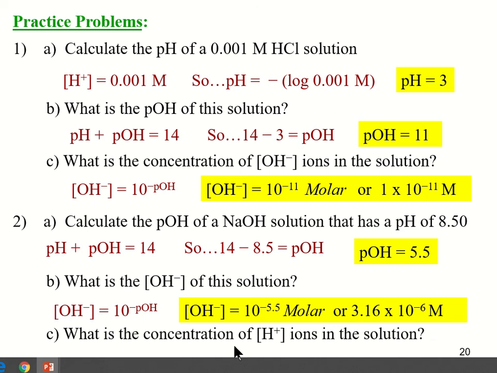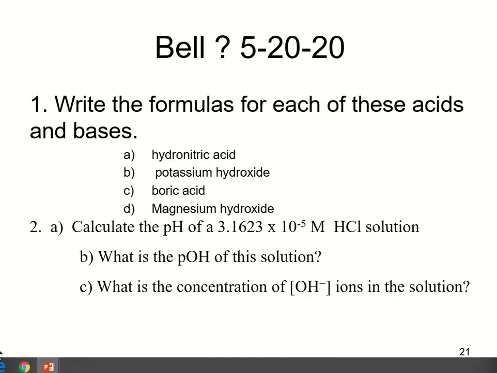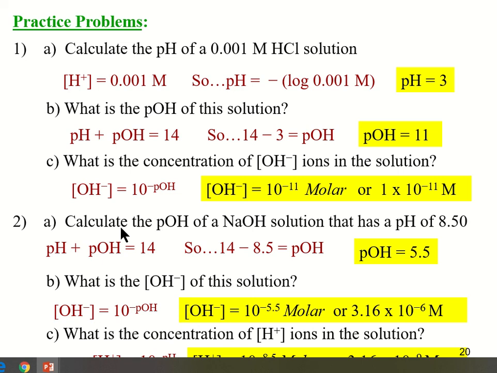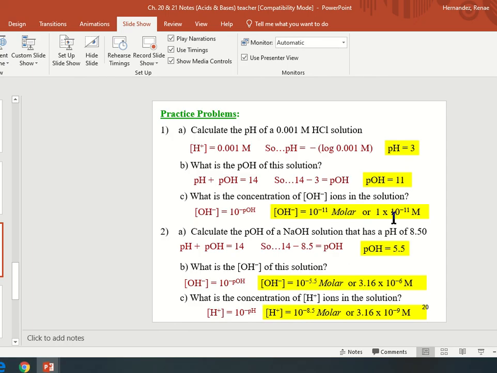What is the concentration of the H plus in this case? To figure that out, I'm going to go back. Let's see if we can see it here. All right, so for this one, you can see that we have H plus equals 10 to the negative pH, and we figured out the pH because it was given in the first part of the problem. So we have 3.16 times 10 to the negative 9th moles of H plus. Clearly there's more OH than H plus. This would be considered weak at this point.